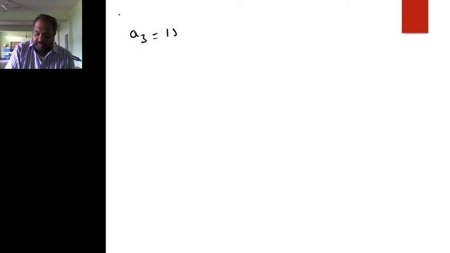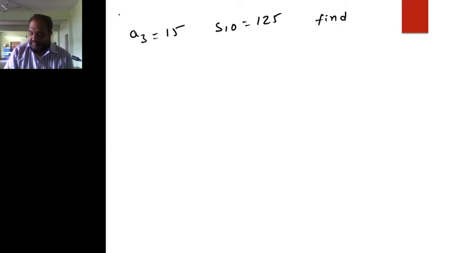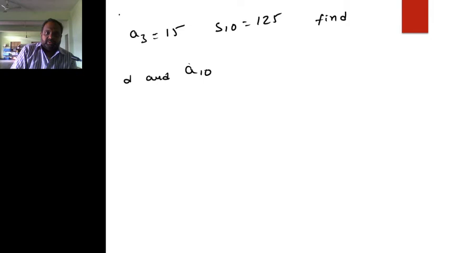A3 is equal to 15, S10 is equal to 125. Find D and A10. So A3 is equal to 15. A3 means A plus 2D is equal to 15.